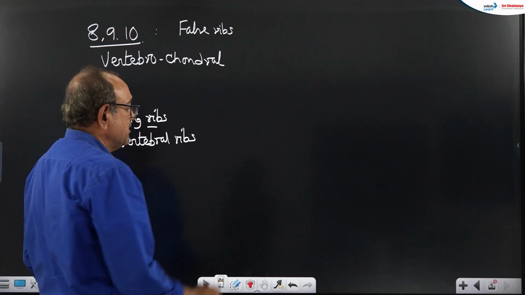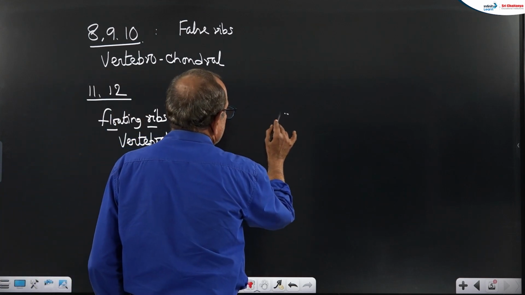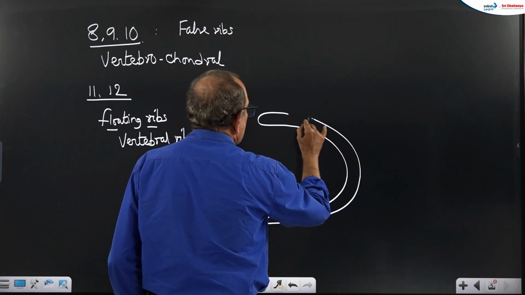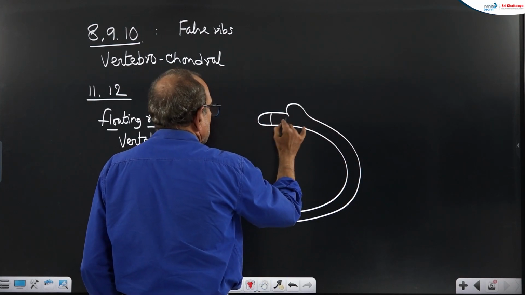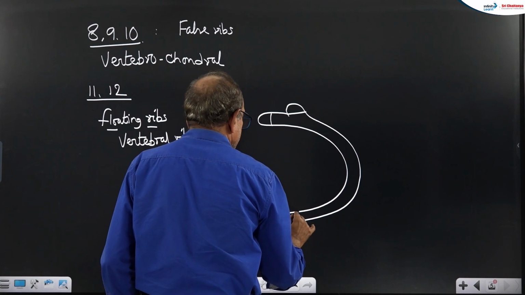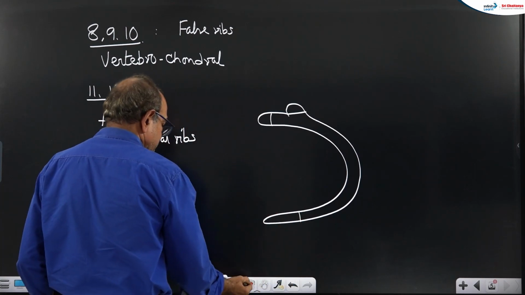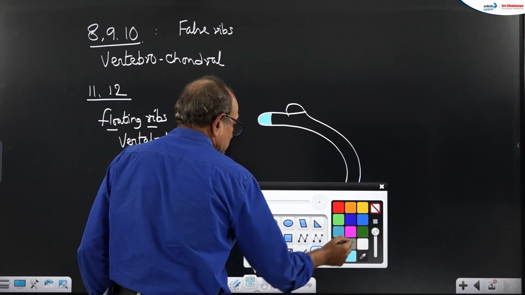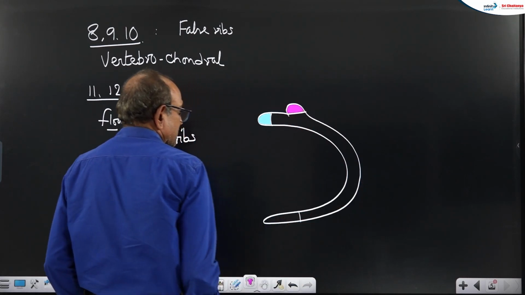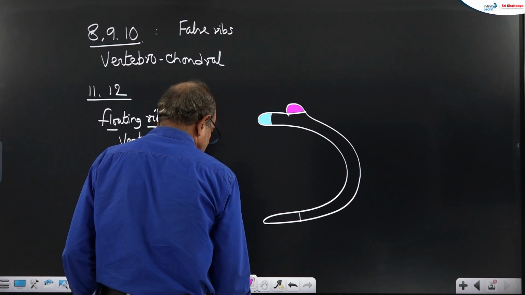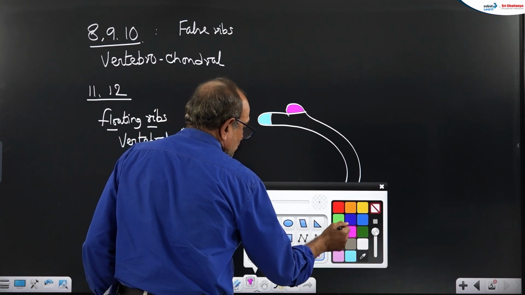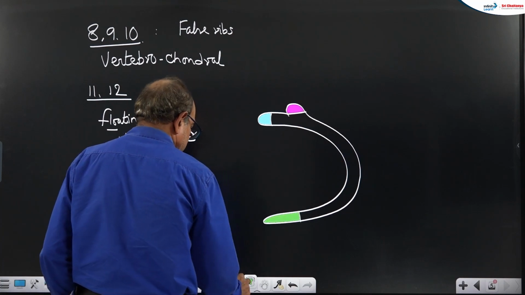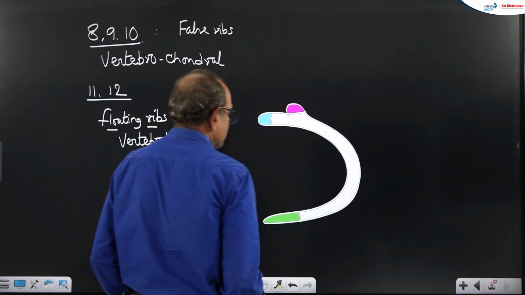Our ribs are double headed, having two heads like this. These are the capitulum and tuberculum. So there are two heads, and the distal end is what you call costal cartilage. In between, this is the body of the rib.